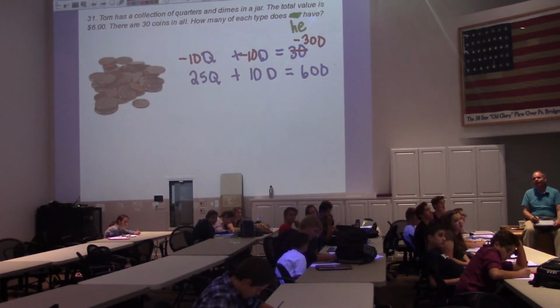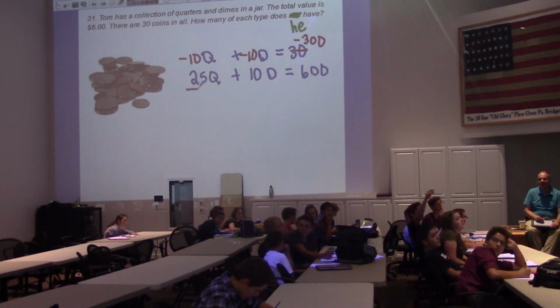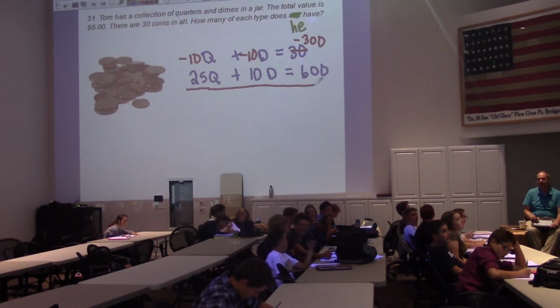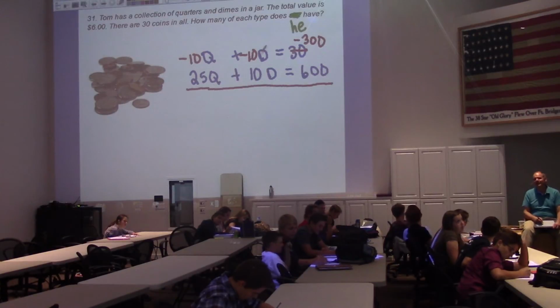If I do that, what do I accomplish, guys? You make it so you can eliminate the D's. Yeah, the D's cancel, right? Good job, Joe. So draw a line. Makes actually a lot of sense. By doing negative 10, guys, it makes the D's cancel, okay?